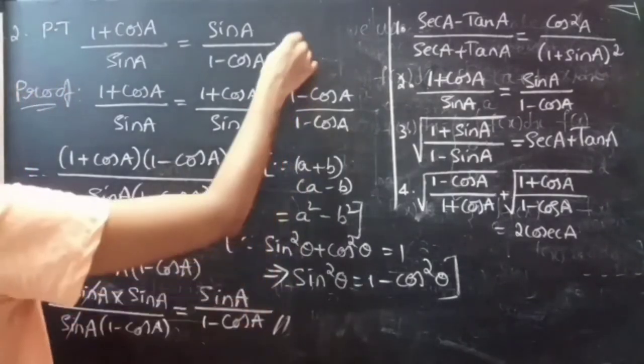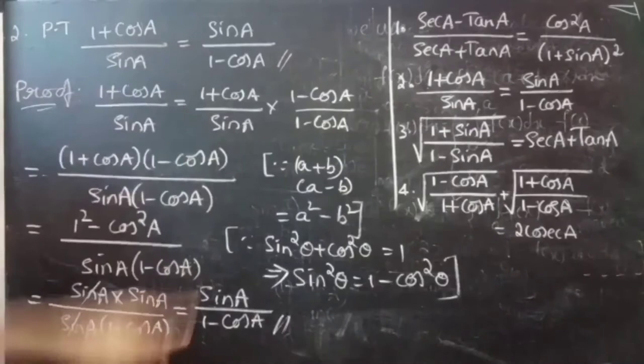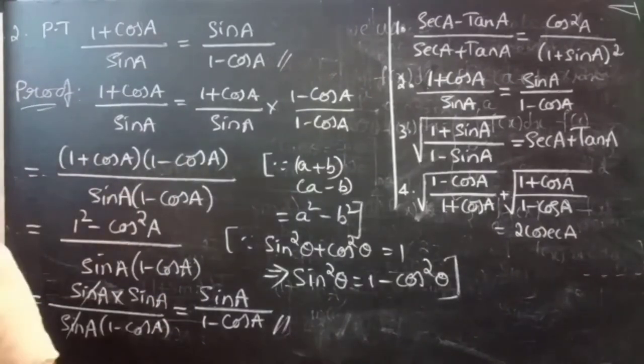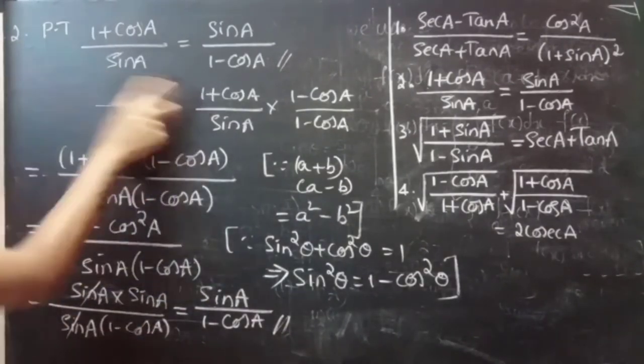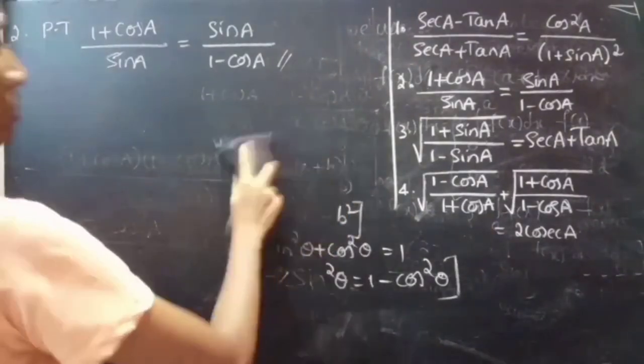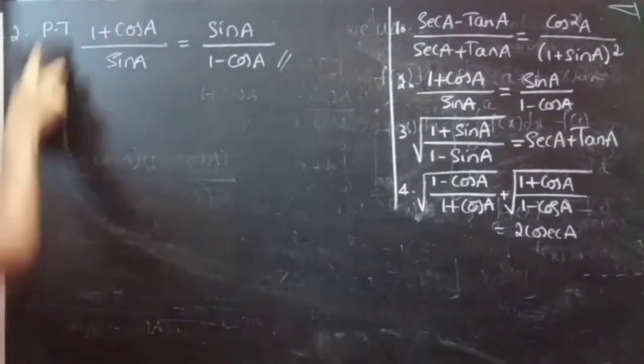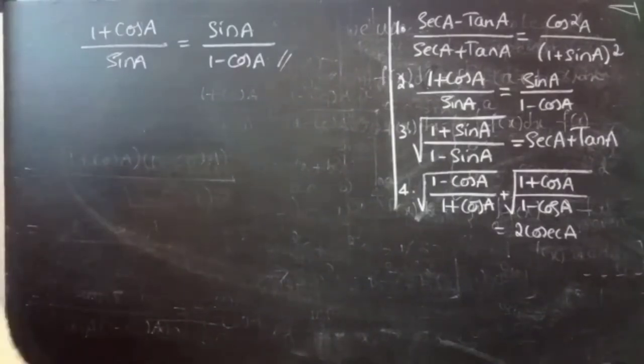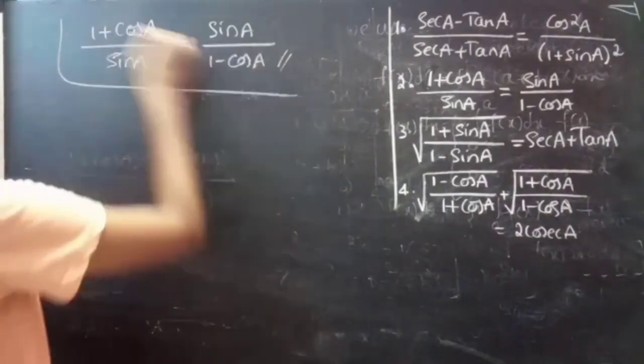This completes the second proof. So therefore, (1 plus cos A) by sine A equals sine A by (1 minus cos A).